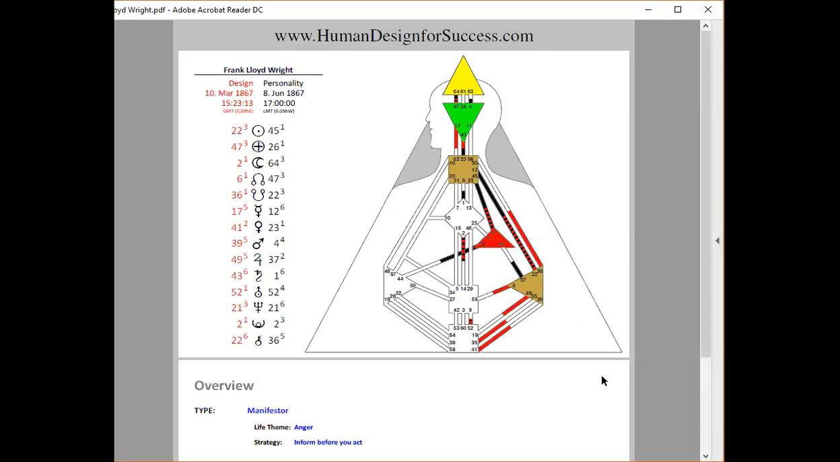Well, I hope this celebrity chart review has been helpful and illuminating in understanding Frank Lloyd Wright specifically, and also perhaps in understanding yourself if you share any aspects of his chart, and or understanding your loved ones, and also really understanding the amazing diversity of how we are wired as human beings and what's possible for us as human beings. So please let me know your thoughts in the comments below.